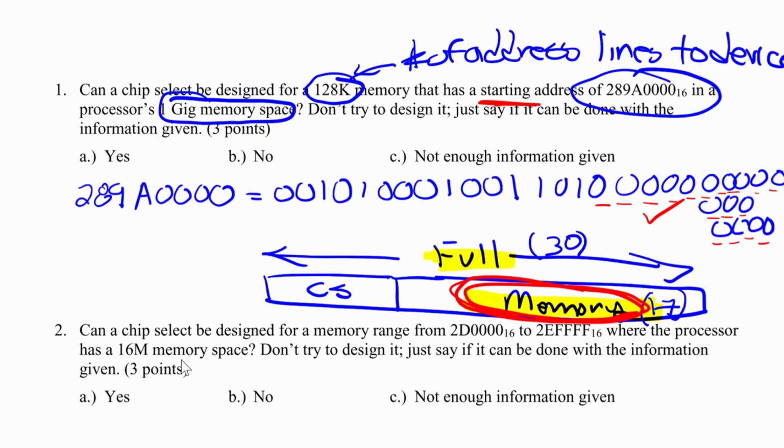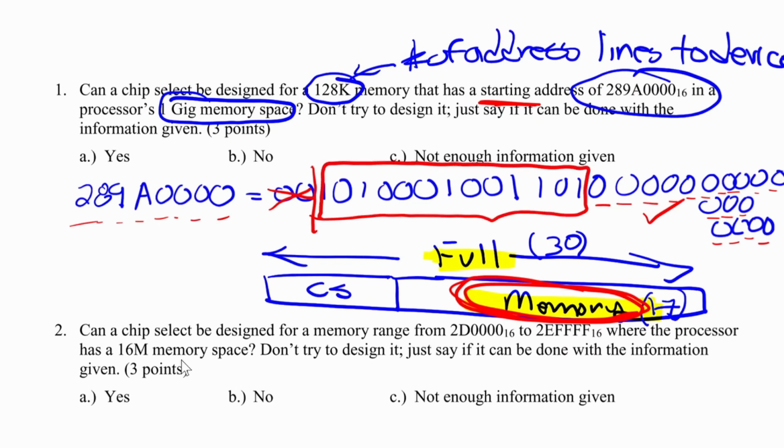Now, the total number of bits needs to be 30 bits. Now, I've got 1, 2, 3, 4, 5, 6, 7, 8. I've got 8 times 4, or 32 bits in this address. But fortunately, the most significant 2 bits can be discarded because they are both zeros. We can delete the leading zeros. So we know that from here to here, these bits right here, that is my chip select. Those are my chip select bits.